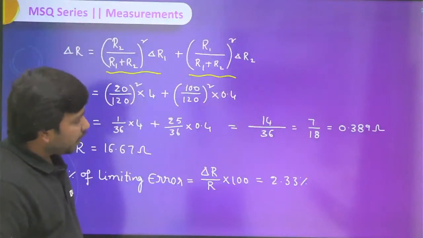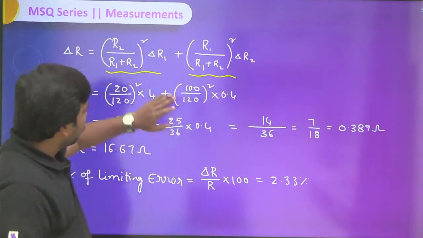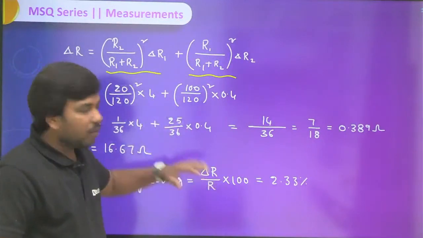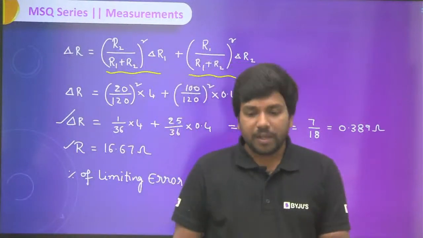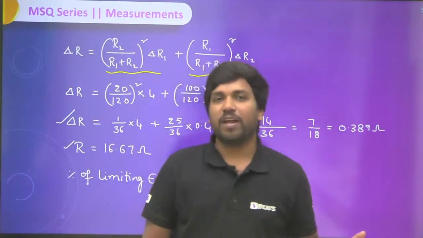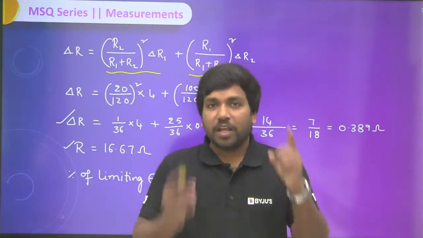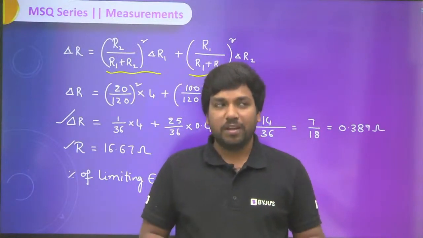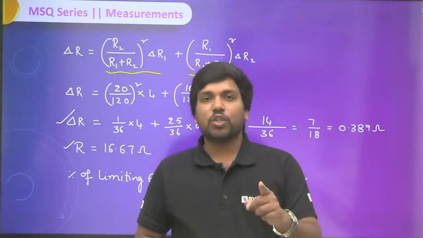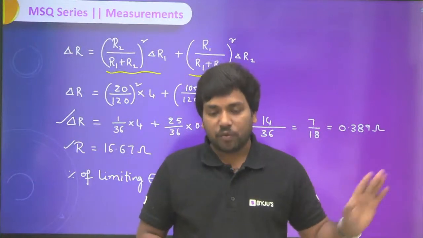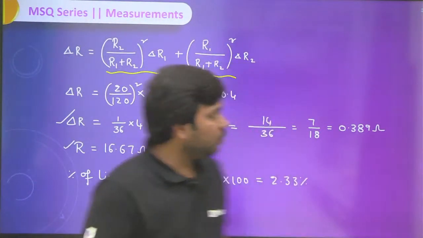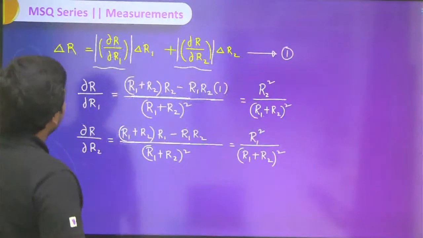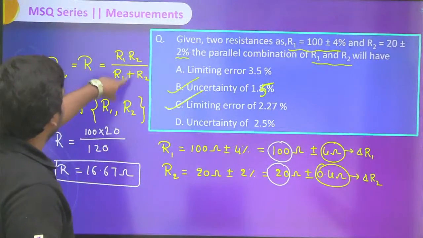But I would like to explain this to you. Even though we took a little bit more time, I have given a clear idea of the difference between limiting error, percentage of limiting error, as well as uncertainty analysis. Clear? If the question specifically mentions standard deviation, then you must go for the uncertainty analysis. If not, you can use the limiting error concept.